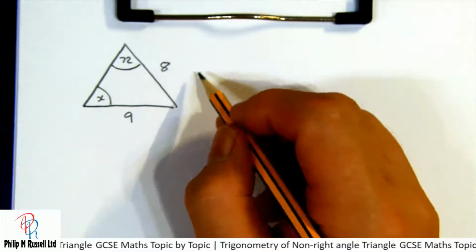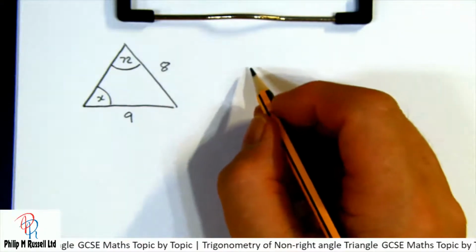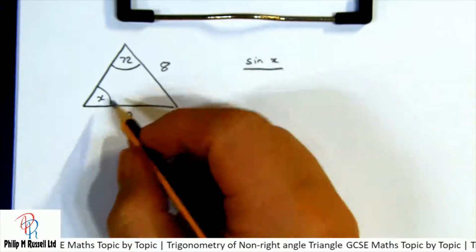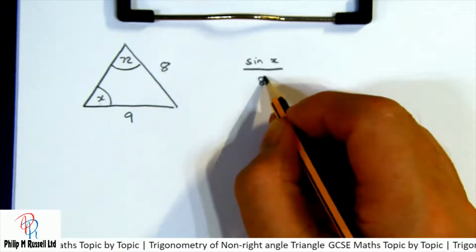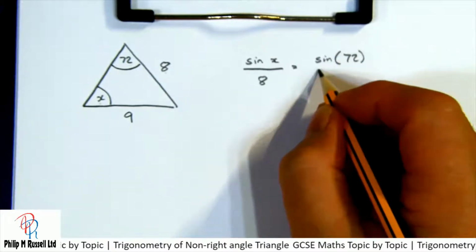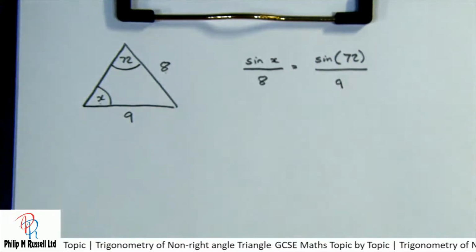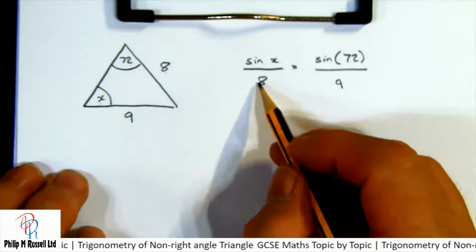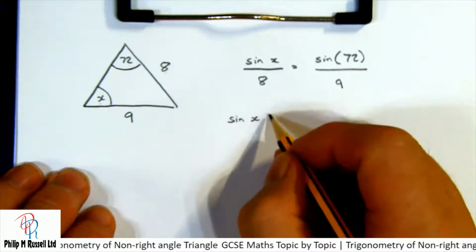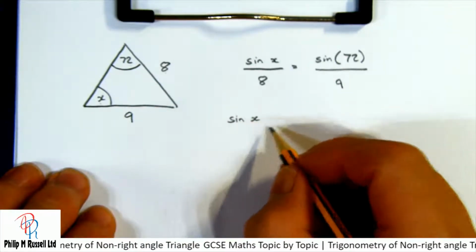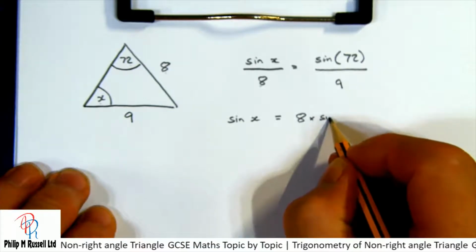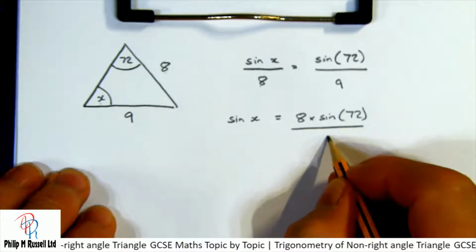We can use the sine rule in the same way as before, but it's easier if it's turned upside down. So we know that the sine of X over its opposite, in this case 8, equals the sine of 72 over 9. Let's rearrange this formula to make sine x the subject of this formula. I'm going to multiply this by 8 times the sine of 72 divided by 9.